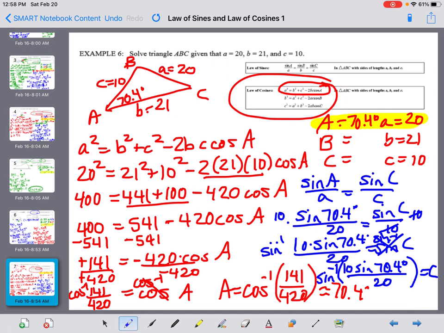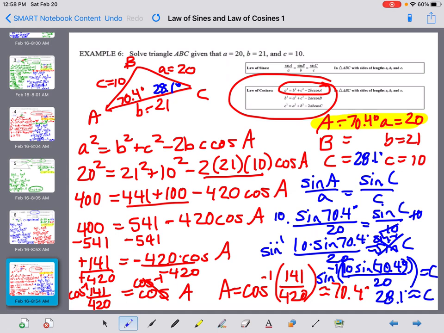All right, remember, be careful on your parentheses. If you put a top parenthesis, okay, then it's 10 times the sine of 70.4. Close your angle parenthesis, close your top parenthesis, and then divide by 20. And I get an angle of about 28.1. And that was C. All right.